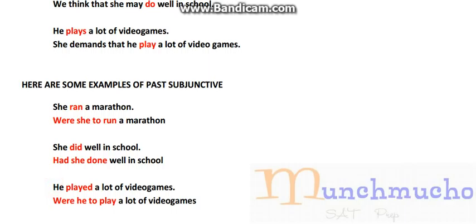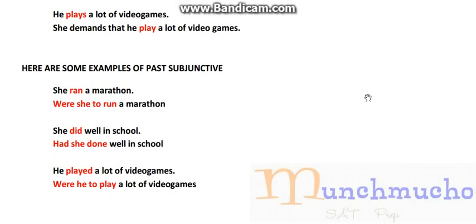Finally, the third one, he played a lot of video games. Again, we're stating facts, we're stating opinions. Were he to play a lot of video games? And there, we're indicating the subjunctive. We're talking about things in the future. We're talking about demands or scenarios that haven't happened yet.